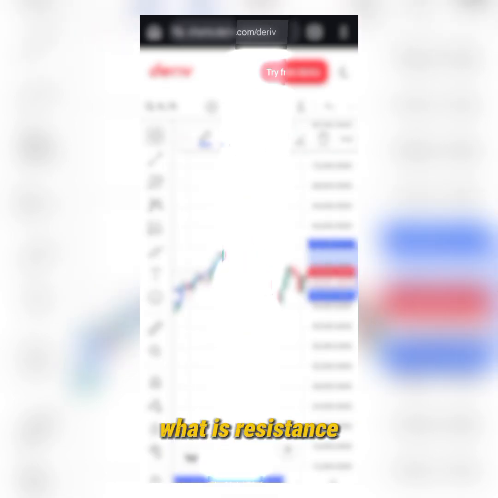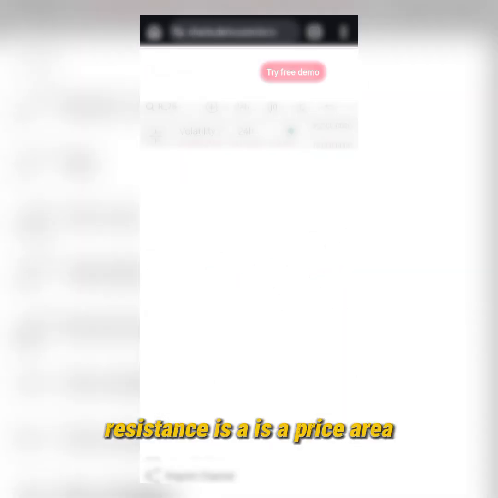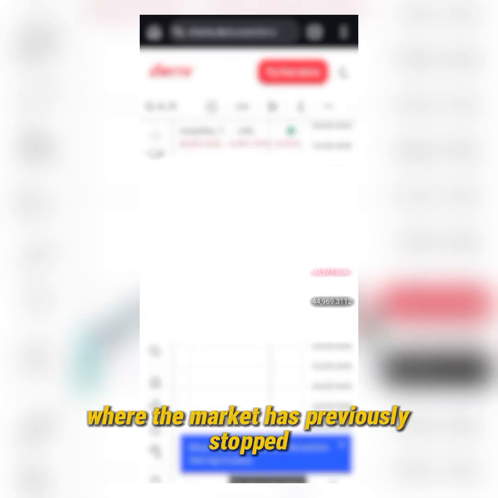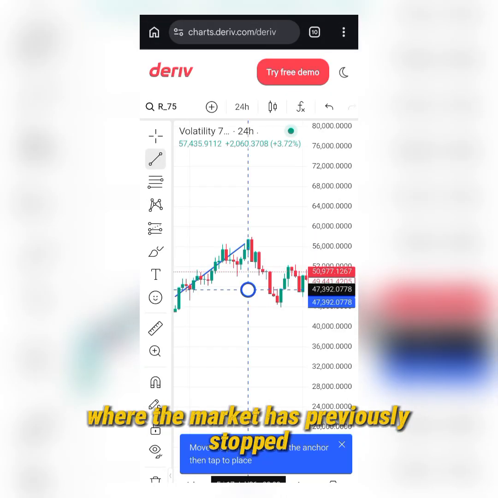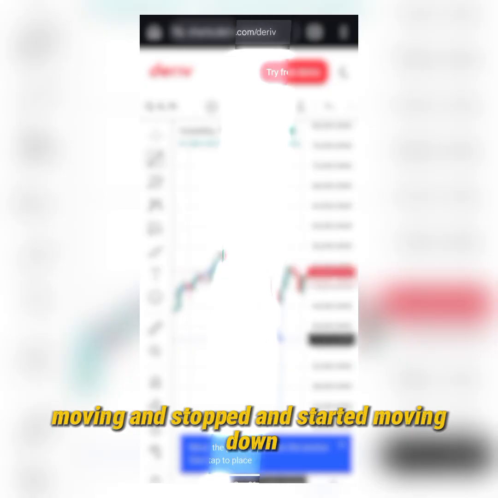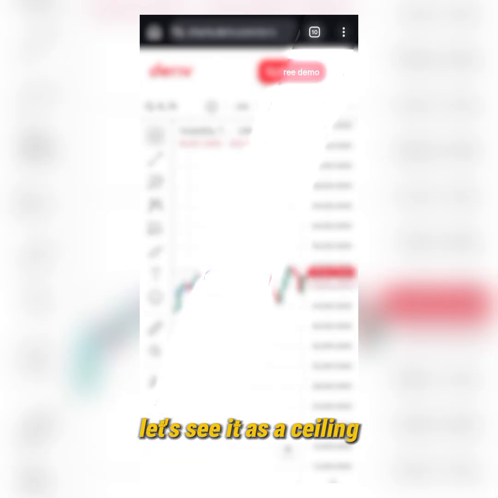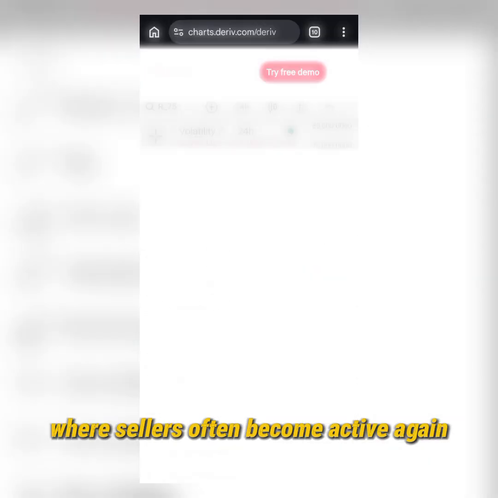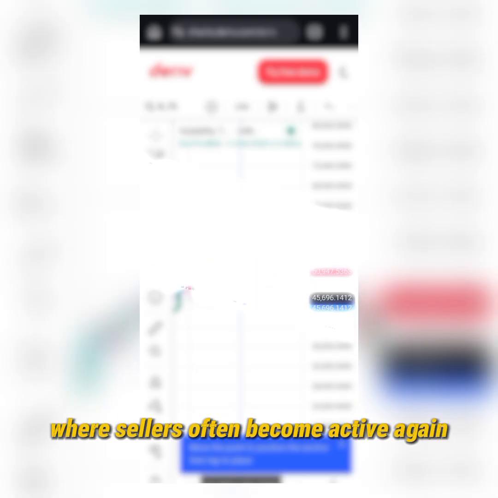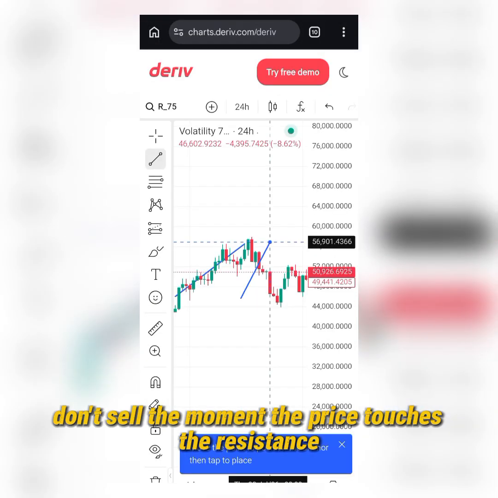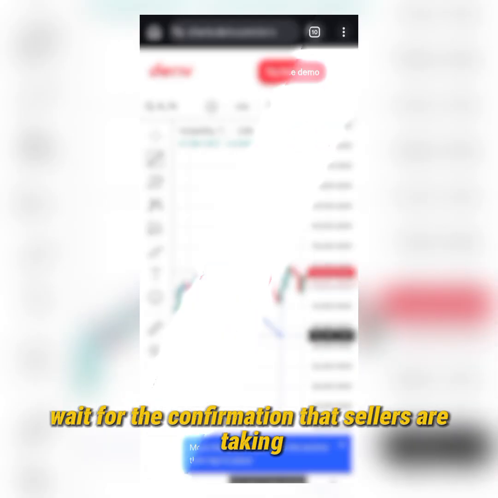What is resistance? Resistance is a price area where the market has previously stopped moving up and started moving down. Let's see it as a ceiling where sellers often become active. Again, don't sell the moment the price touches the resistance. Wait for the confirmation that sellers are taking over.